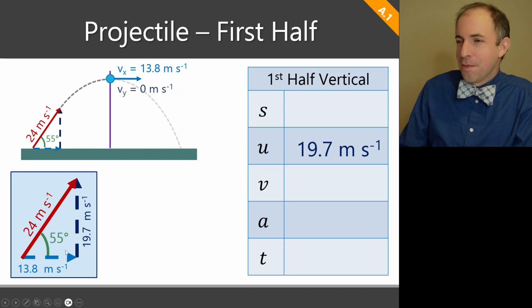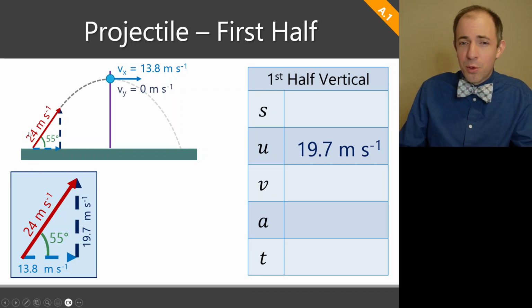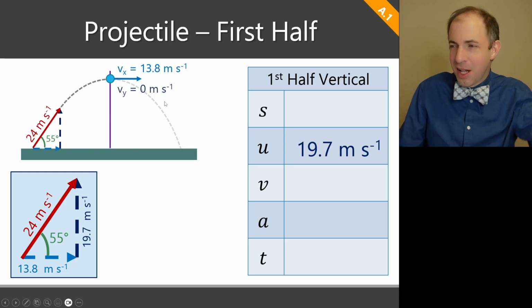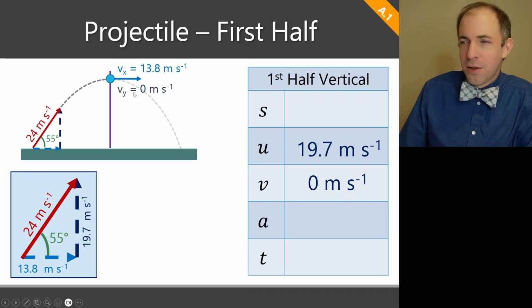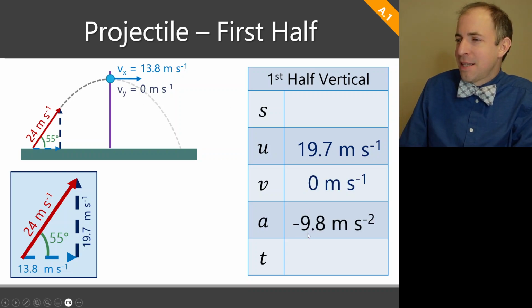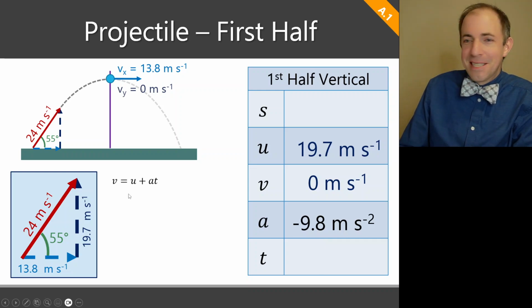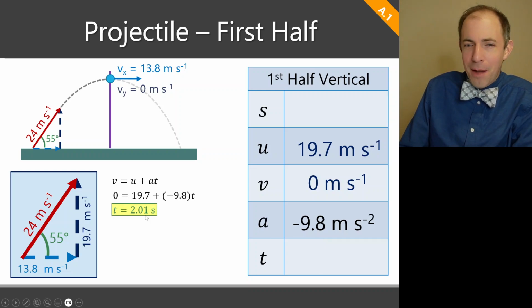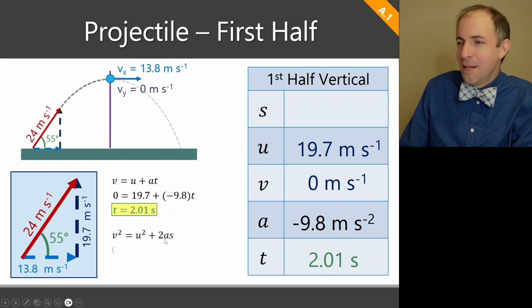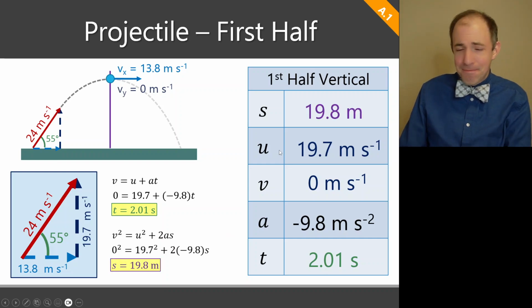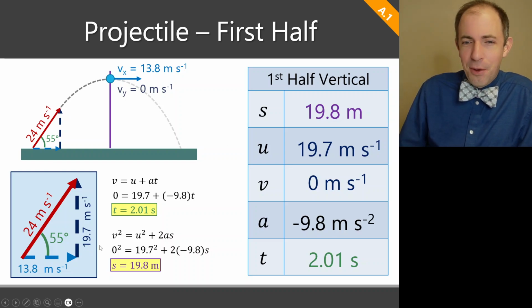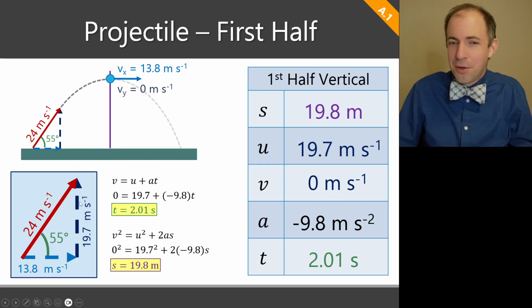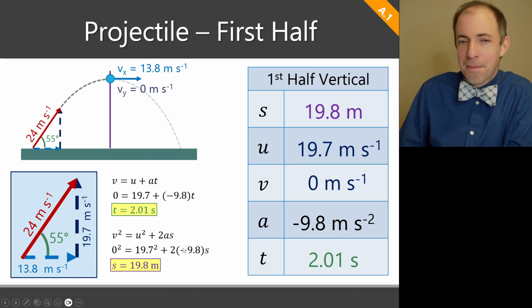So let's look at the first half vertical. I know that I'm starting with an initial velocity vertically of 19.7. I'm not putting the 24 in, even though that is my overall initial velocity. I am splitting this up just to be the vertical components. My final vertical velocity is 0 at its highest point, and my acceleration is negative 9.8. Now, we've actually seen this. This was the exact same problem that we saw before. Our time was 2.01 and our height is 19.8. Those are the same values that we saw for an object launched straight up in the air at 19.7 meters per second because its vertical motion actually matches that of the vertical components.